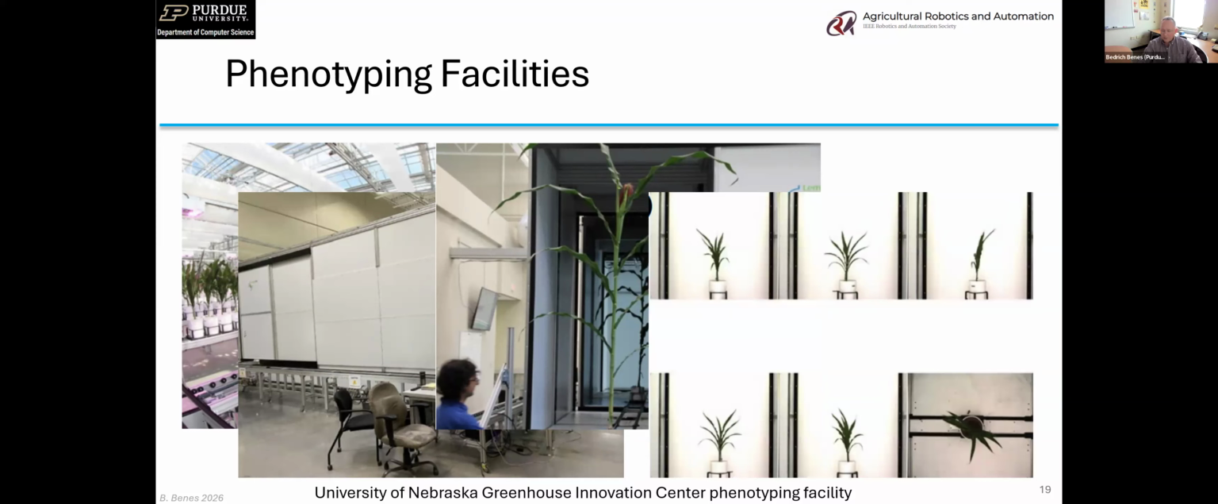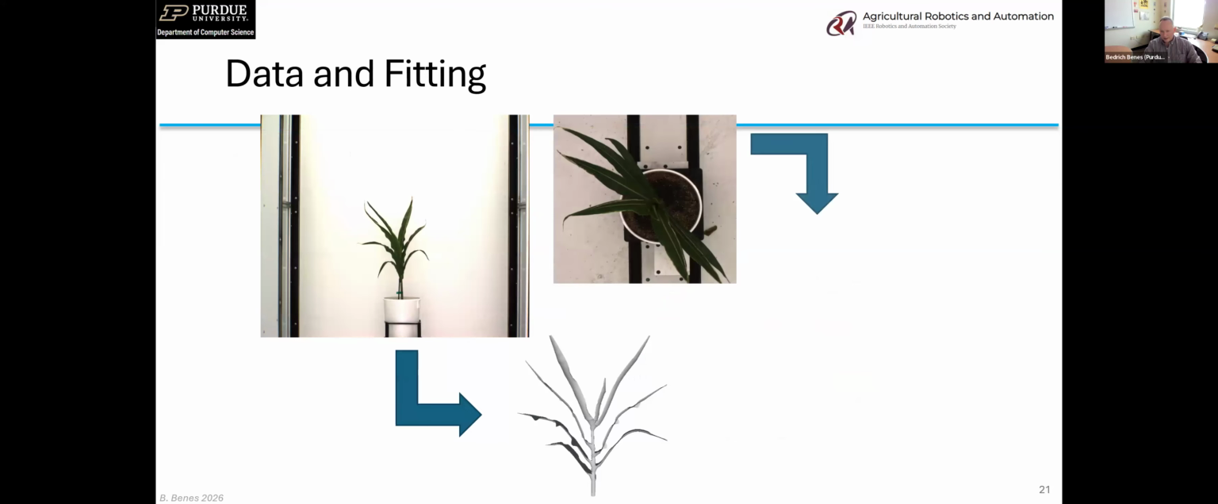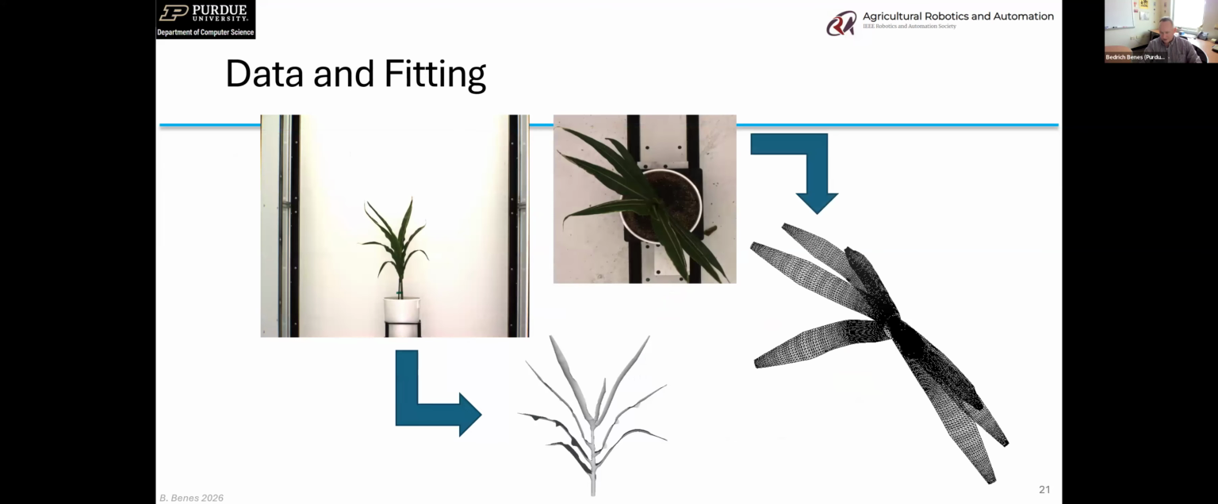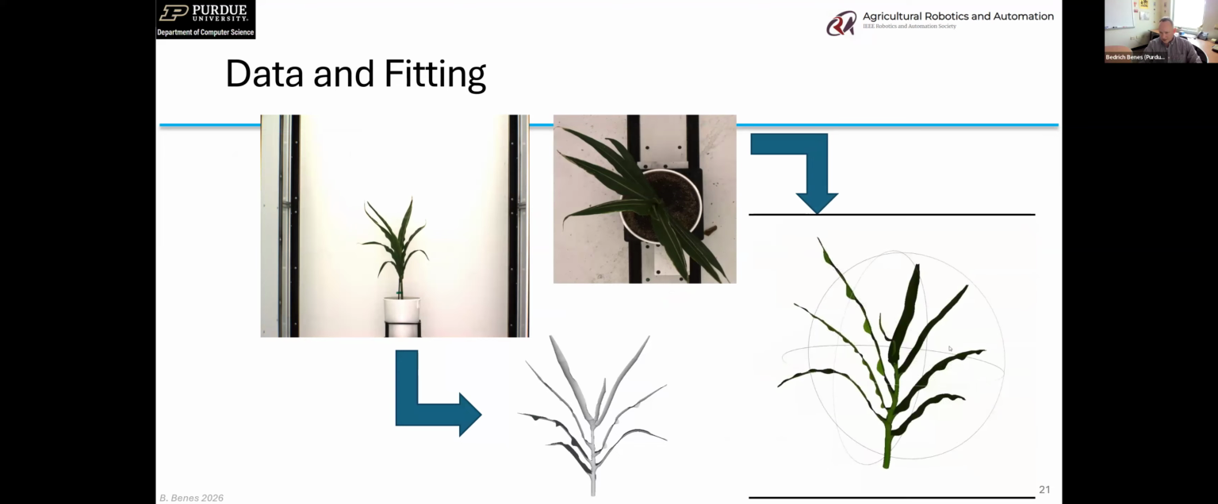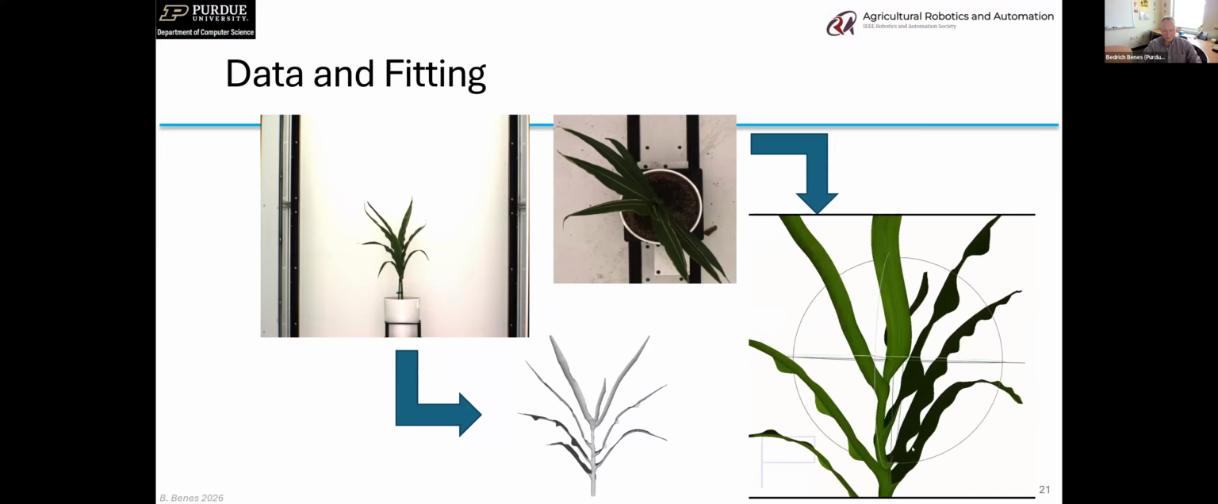Now, what we did in this experiment, building the digital twin through the reconstruction, is that we used something that is called the voxel carving algorithm. This was a paper in 2020, and we basically project the 6 images, including the top view, onto the voxel model, and then we found which voxels are visible and which are not. And we ended up with some kind of skeleton that later was fit, and we ended up with a 3-dimensional model that looks like this. There was a lot of manual tweaking of the input parameters to get everything right.